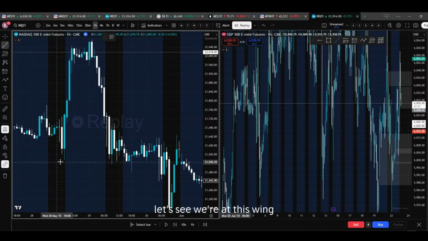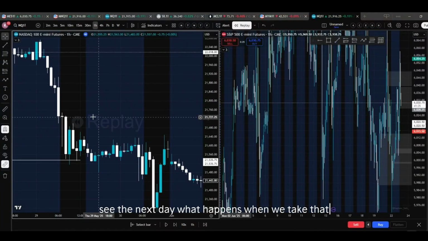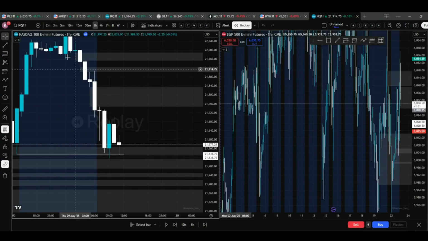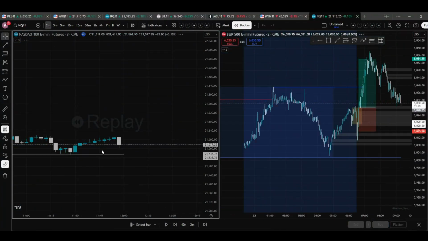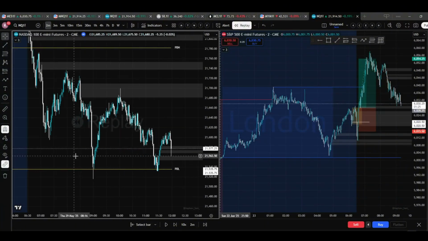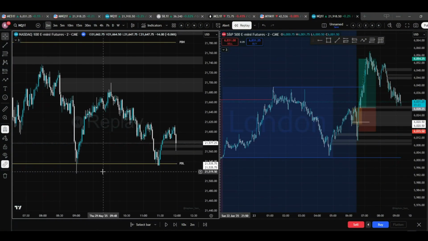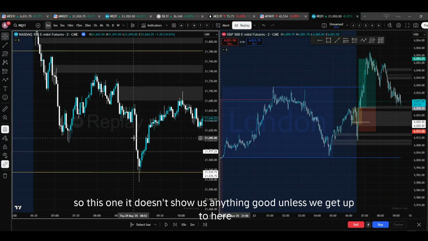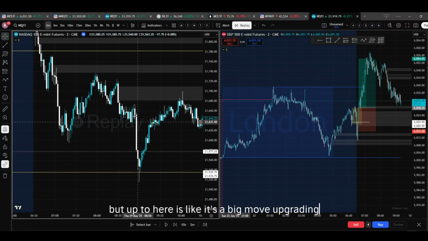Let's see. Over at this swing, see the next day what happens when we take that. Might be a weak one. And so this one doesn't show us anything good unless we get up to here, but up to here is already a big move up.